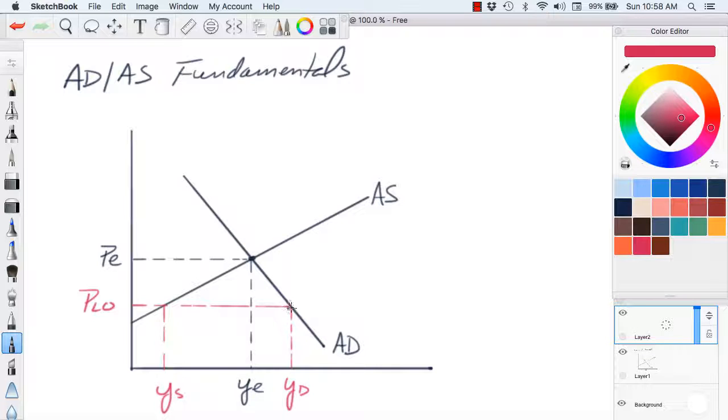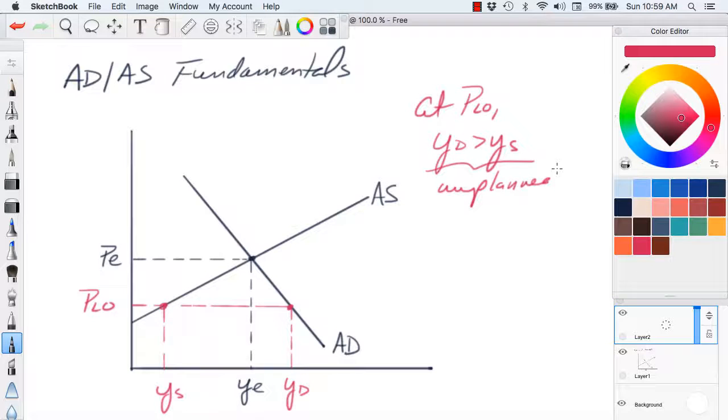We've got just the opposite scenario here. If the price level is too low, it's not equilibrating the macroeconomy. And so what's got to happen? Well, at P low, what's going on? YD is greater than YS, which means what? Demand is greater than supply. We're running what? Unplanned inventory reductions. Unplanned inventory reductions, which means inventory levels are too low.